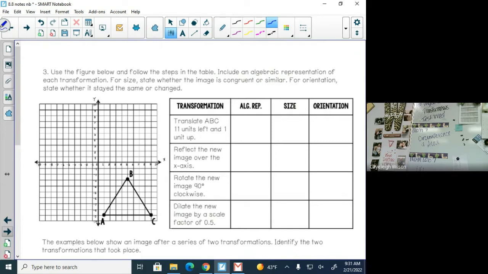So remember, size is either congruent or similar. Congruent would be exactly the same size, similar would be that it changed size. When it talks about orientation, that's talking about which way it faces. If one triangle's this way and the other one's this way, that's a change. But if they're both facing the same way, that's the same. You probably need your paper with your 4 little boxes on it right now.